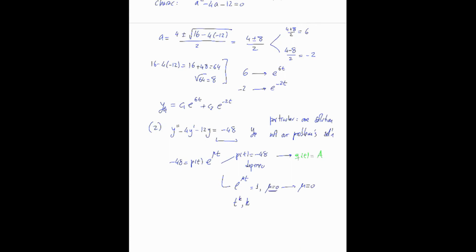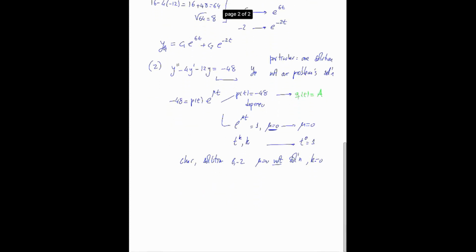But our characteristic equation has solutions given by 6 and minus 2. So mu equals 0 is not a solution of the characteristic equation. Therefore k is equal to 0, and we get t to the 0, which is equal to 1. I should have written this in green, but anyway.